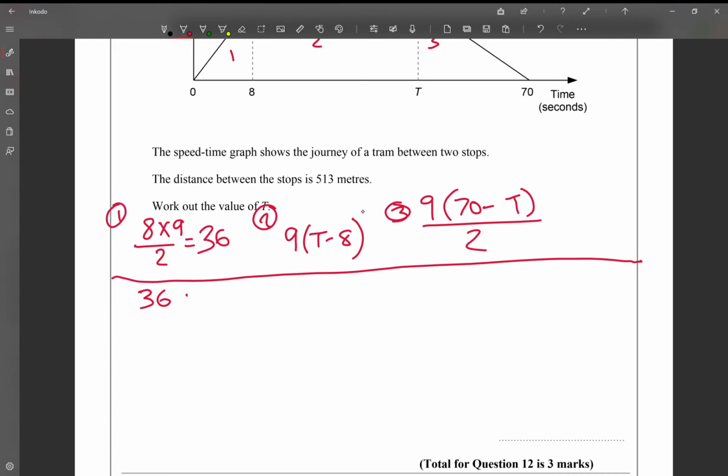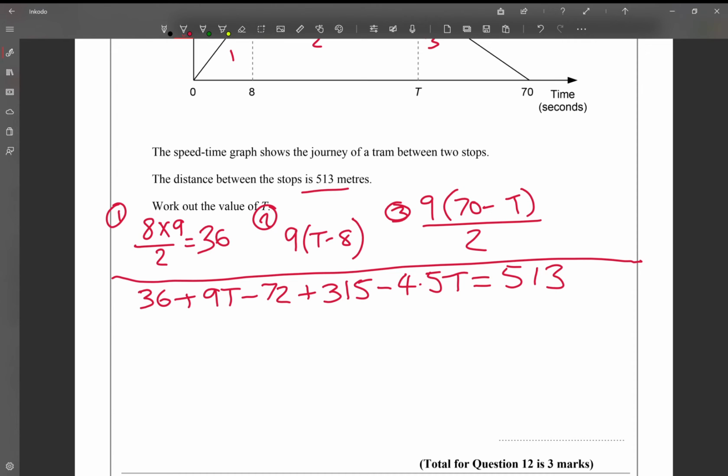So 36 add 90 minus 72, that's those two. And this one, I'll do 9 times 70 and then divide it by 2. So 9 times 70 is 630, divided by 2, 315. Then 9 times minus t divided by 2, minus 4.5t. We know that is all going to equal 513.